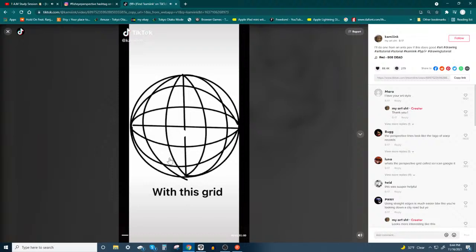Let me see. I found out what 9-point perspective looks like, and holy crap, yes, it's insane. It is very much insane.